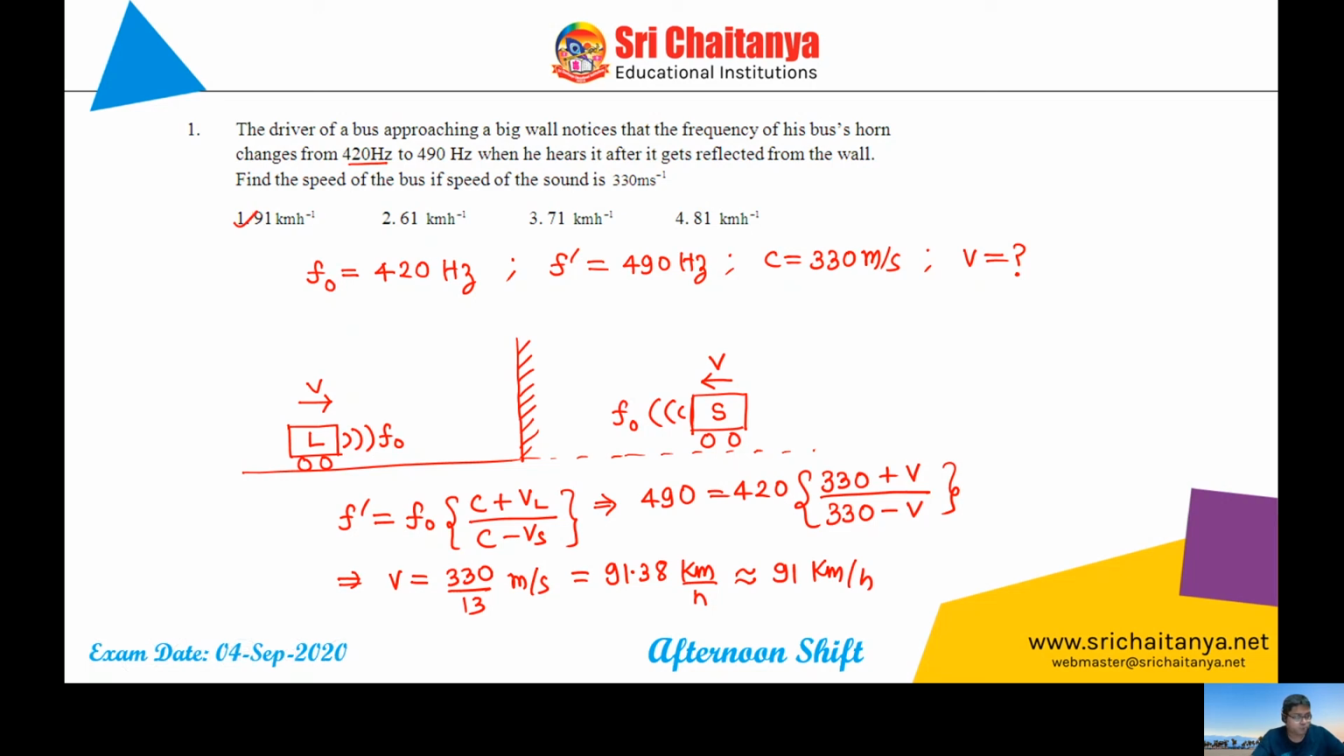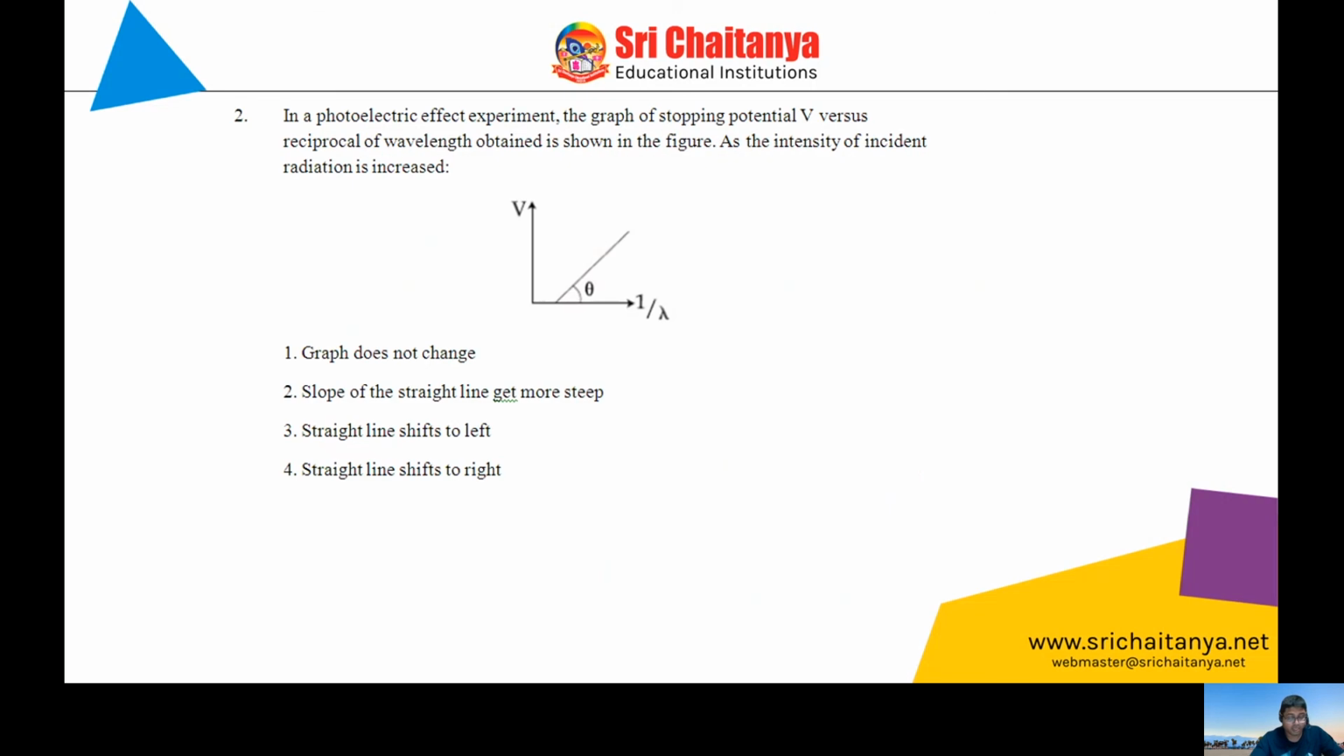So now let's move on to the second question. Okay, and the second question here we are having from the photoelectric effect of light. Let me read the question. In a photoelectric effect experiment, the graph of stopping potential V versus reciprocal of wavelength obtained is shown in the figure. And as the intensity of incident radiation is increased, we have to comment on how the nature of the graph will be changing.